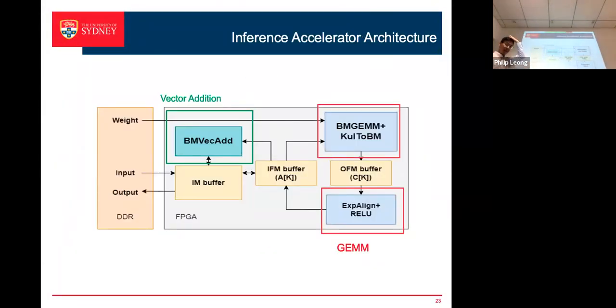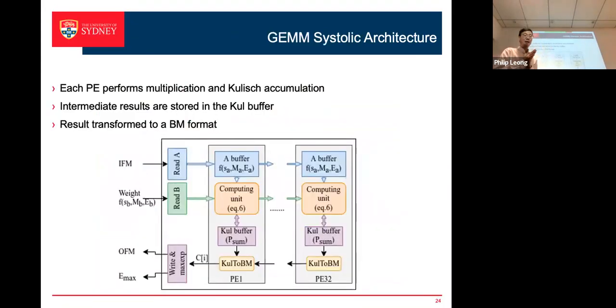We developed an inference accelerator, which basically has a matrix multiplier, a small number of buffers, and then a vector addition and another unit to do exponent alignment and the ReLU. And each processing element basically does a multiplication and a Kulisch accumulation. And it also supports the translation from this Kulisch fixed point format back to block Minifloat.